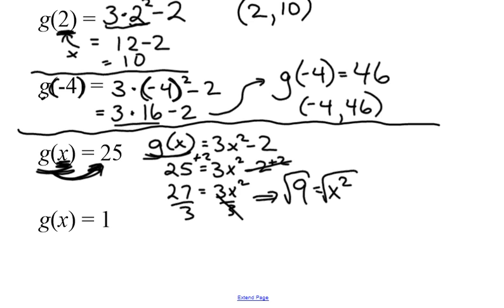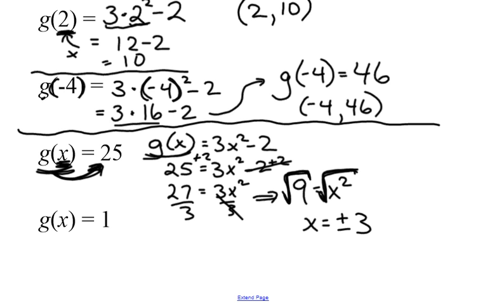I square root to get rid of the squared. So in this case, square rooting x squared gives us x. Square root of 9, careful, what can I multiply by itself to get 9? Positive or negative 3.